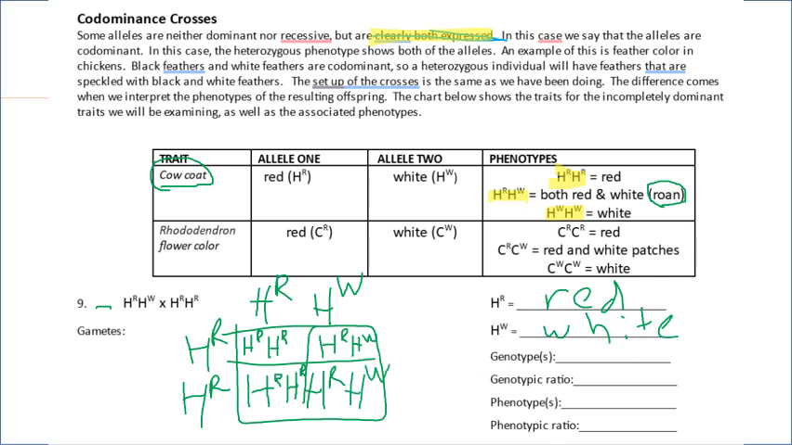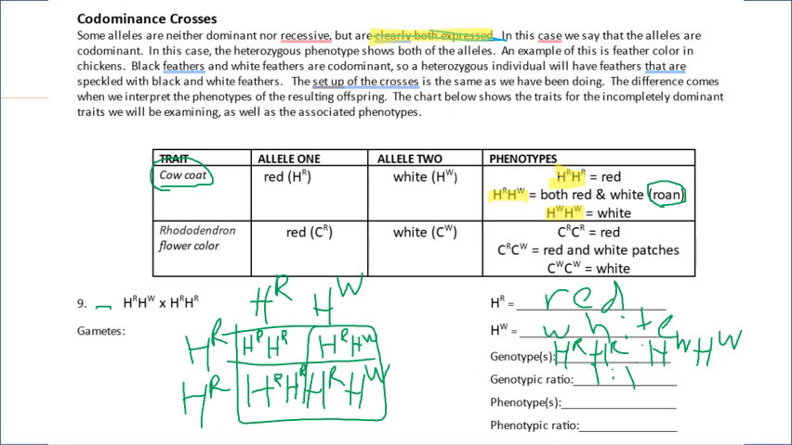So we look at the different genotypes we have here. I can see I have two genotypes, HR HR, and I also have HW HW. And just like before, it's pretty easy to keep track of this. It is a 1-to-1 ratio, which is nice.